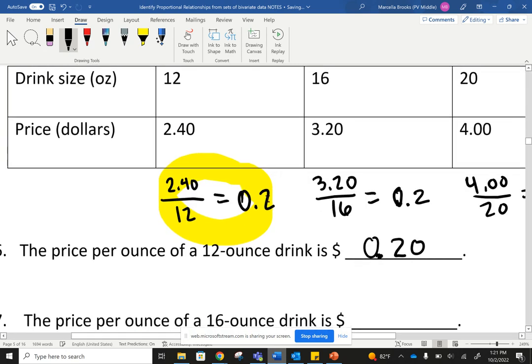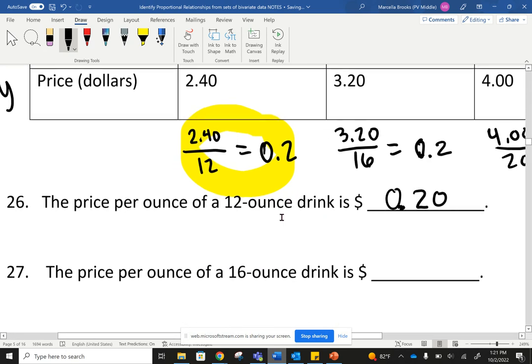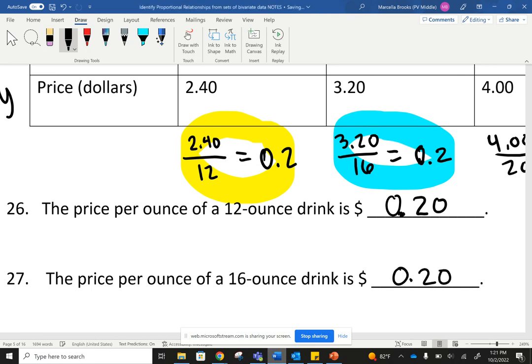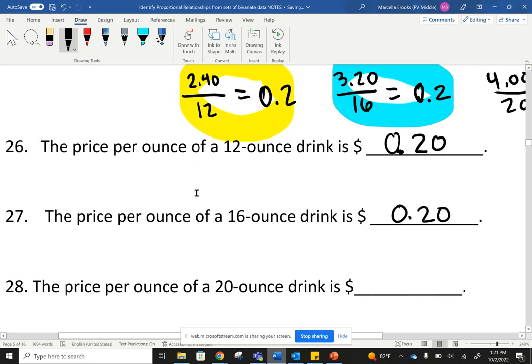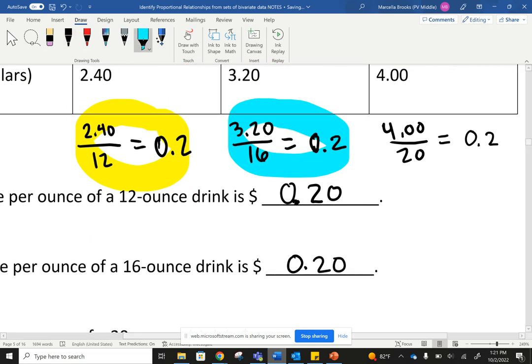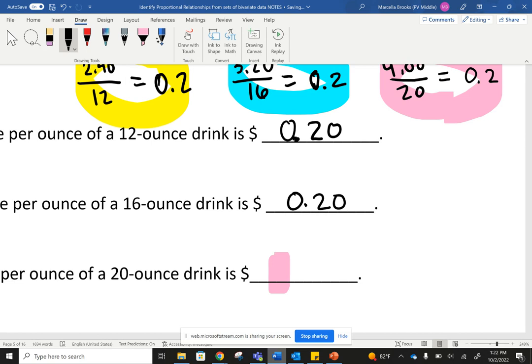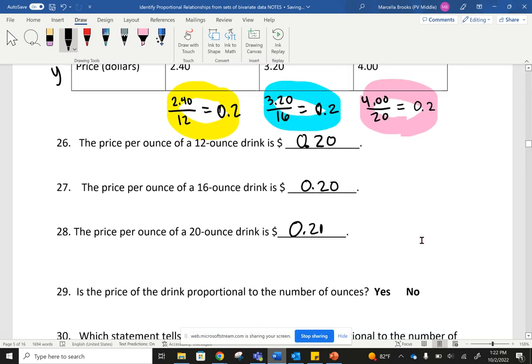20 cents, 0.20. The price per ounce of a 16-ounce drink is what? It's right here. 16 ounces for $3.20 comes out to 0.2 or 20 cents per ounce. And the price per ounce of a 20-ounce drink, that is over here. 20 ounces for $4, that comes out to 20 cents an ounce as well.